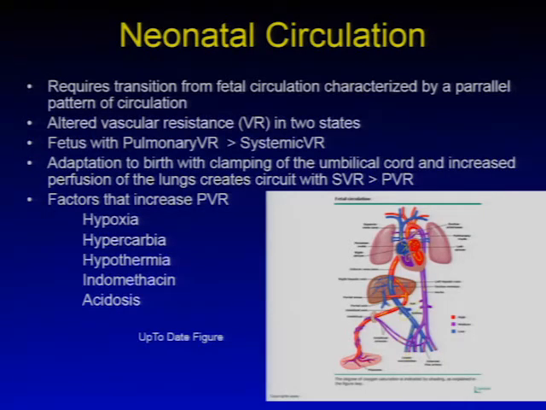The neonatal circulation system requires transition from a parallel circuit to an in-series circuit, and things that will hamper this transition include fetal hypoxia, hypercarbia, hypothermia, indomethacin administration to the mother, and acidosis.